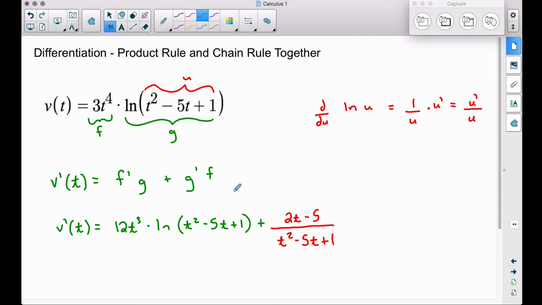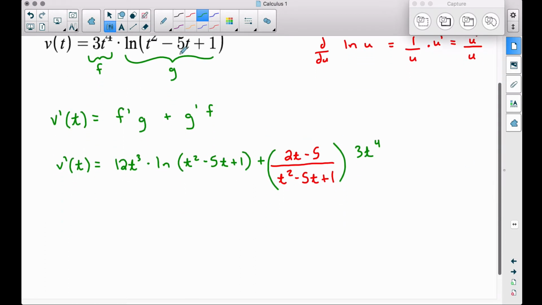Now let's come back and multiply all of that times f to finish this off. So times 3t to the fourth. We leave f alone for that part of the product rule. From here, it's a matter of cleaning it up, simplifying it down. So what I would do here is pretty much just leave this alone: 12t cubed natural log of that stuff.